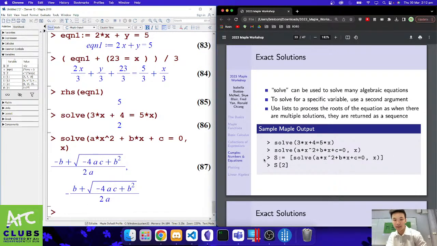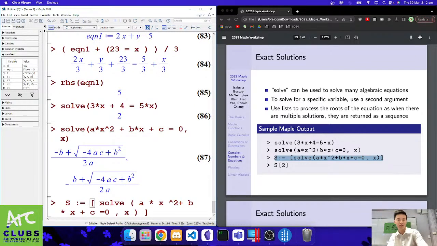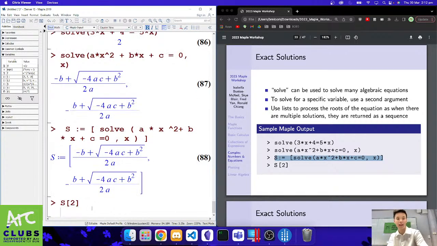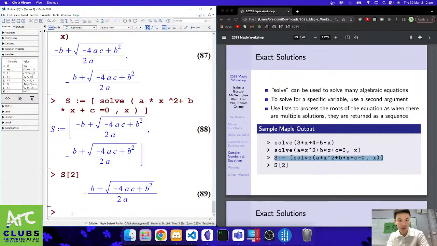And again, we can assign this into a list. So if we assign our solutions, wrap it around some brackets, that's going to return the solutions inside a list. Okay, and we can do the same operations as before. S of 2 would get out the second element. There we go.